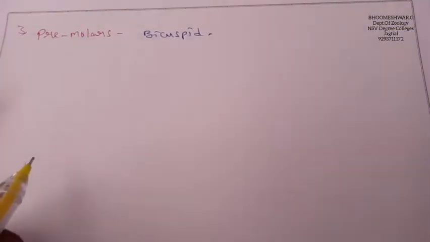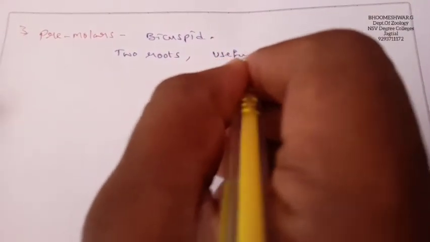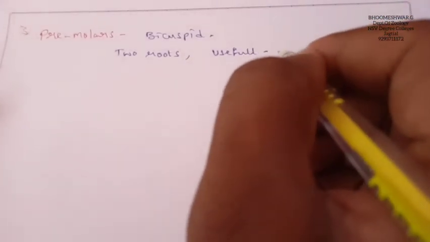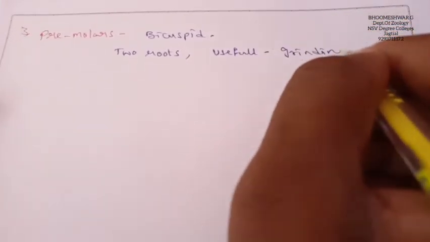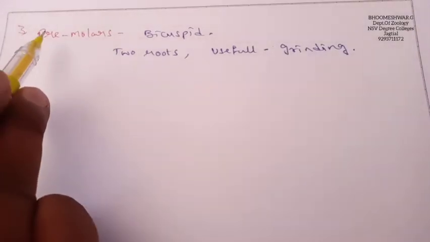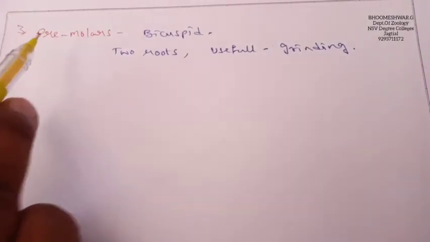And the third type of heterodont teeth is named premolars. These premolars are bicuspid, which means two cusps are present, and they have two roots also. And these premolars are mainly useful for grinding of food substances, which is one of the major functions of premolars.